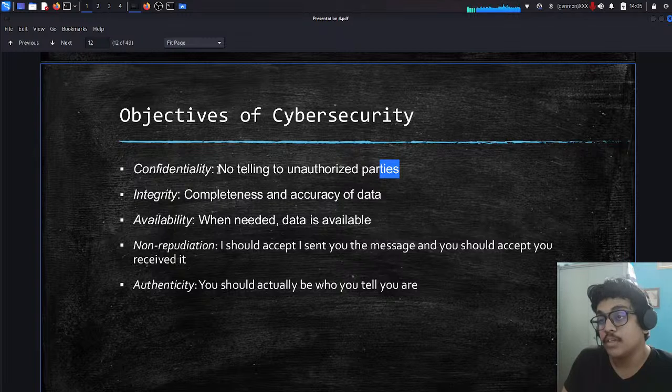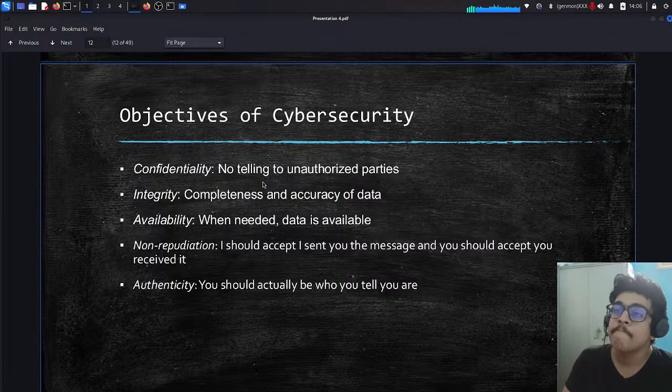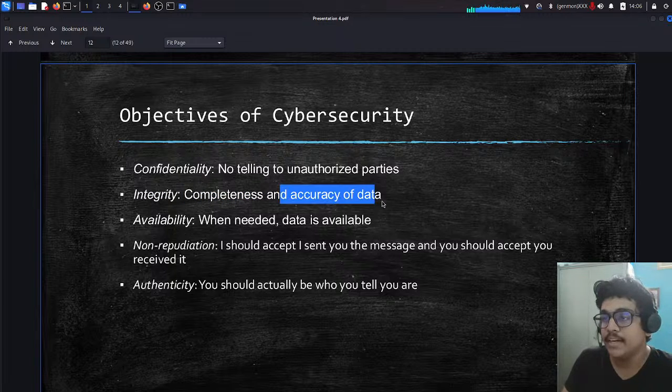It can be useful in extracting your physical address where you are living, your past address, even your bank account can be fetched with your mobile number. So what is integrity? That is completeness and accuracy of data.